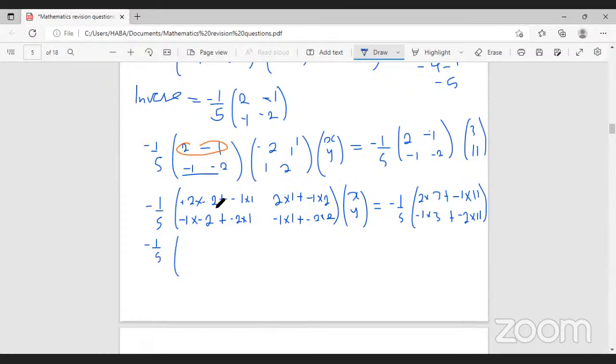So 2 times -2? -4. -1 times 1? -1. 2 times 1? 2. -1 times -2? +2. -2 times 1? -2. -1 times 1? -1. -2 times 2? -4. Then multiply this by xy.